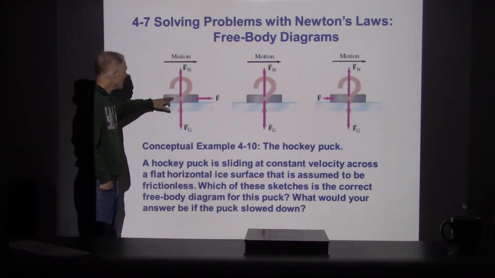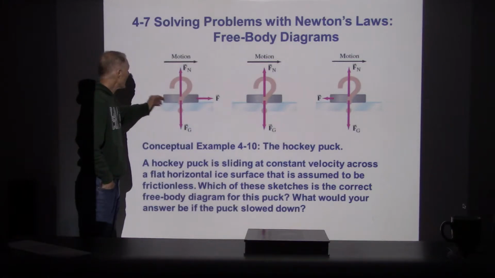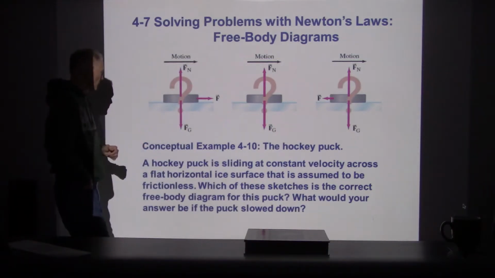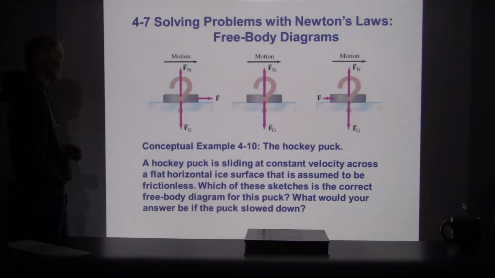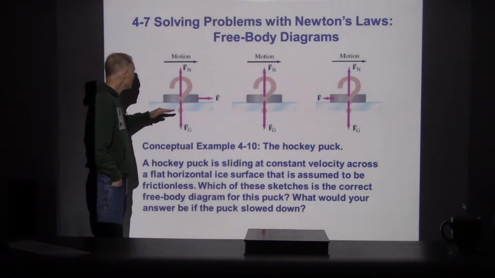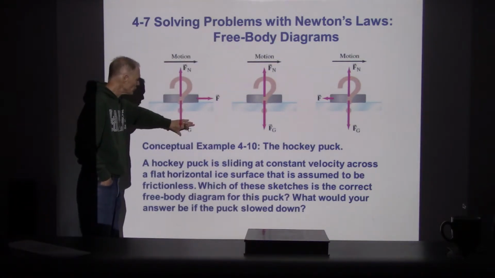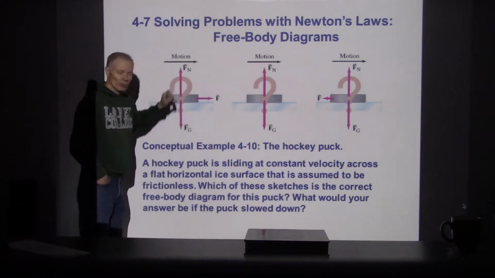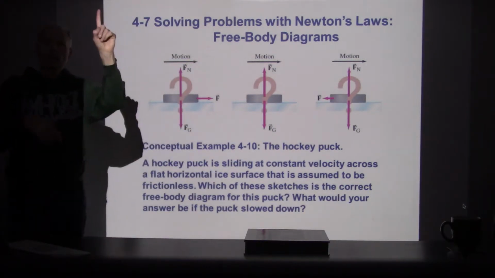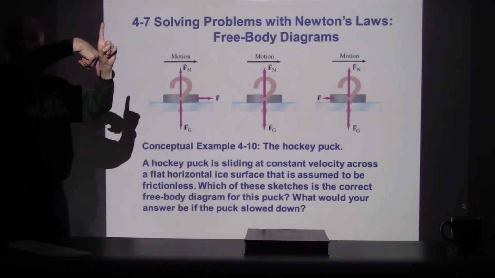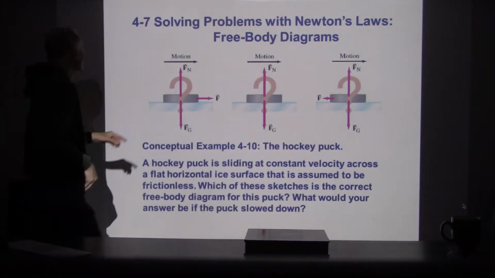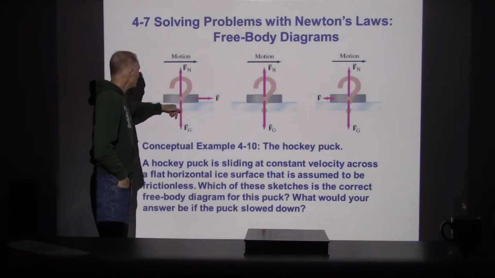So this is a hockey puck on some ice, and it says that it's sliding at constant velocity. It's frictionless. Which of the sketches is the right free body diagram for the hockey puck? Now, let's take a look and see what forces we've got. There's a gravitational force. This is mg. And there's a normal force, and I'm going to write that as little n. So I've got a little n and an mg vertically, and they're opposing each other.